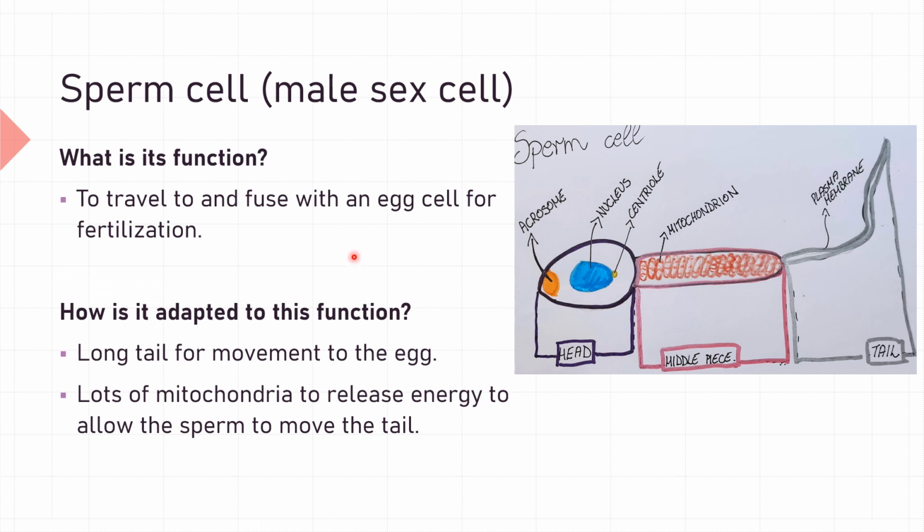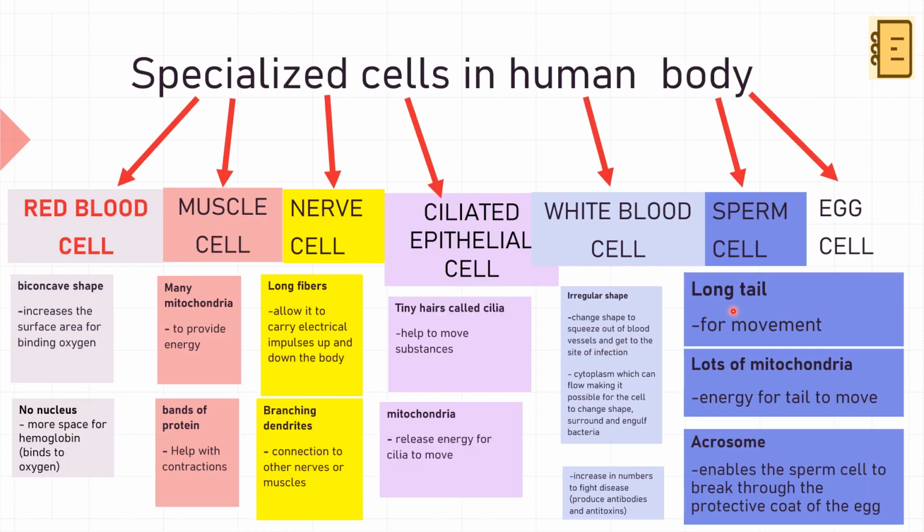So shortly, this is how the sperm cell is adapted to its function. It needs to have a long tail, which helps it to move. It needs to have a lot of mitochondria because it needs energy for movement, and the acrosome, which will enable the sperm cell to break down the protective layer on the egg cell, so that this DNA can go inside of the cell.